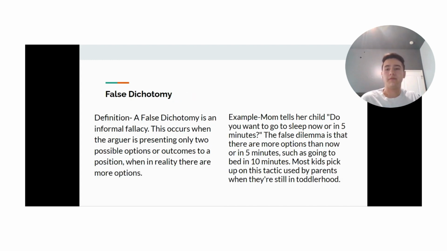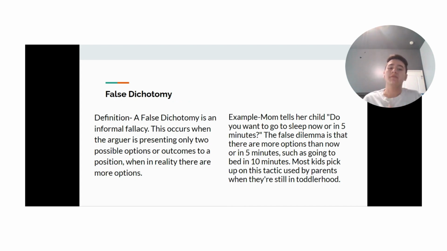My fourth one is false dilemma. This one's kind of hard to pronounce. I don't know how to pronounce this one, to be honest. The definition for this one is it's an informal fallacy, and this occurs when the arguer is presenting only two possible options or outcomes to a position, when in reality there are more options.